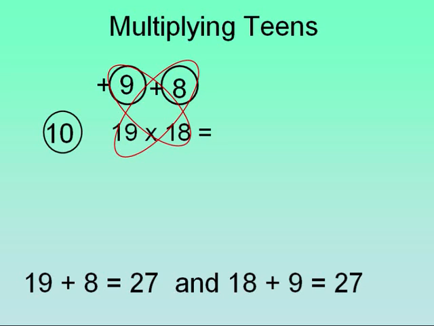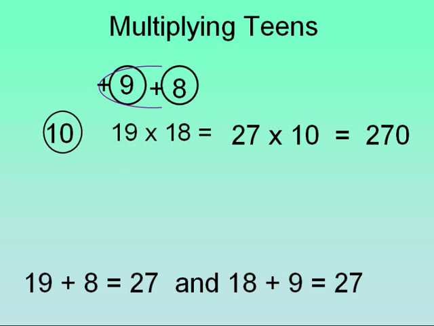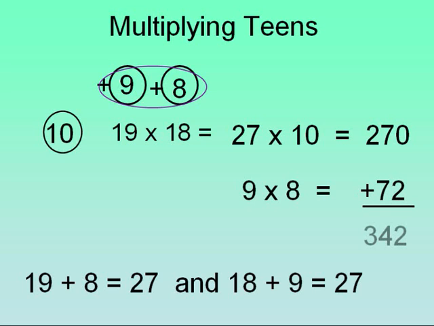And we multiply that 27 by the reference number 10, which gives us 270. We now multiply the two circled numbers together. 9 8s are 72 from our times tables. And we now add them together, which gives us 342.